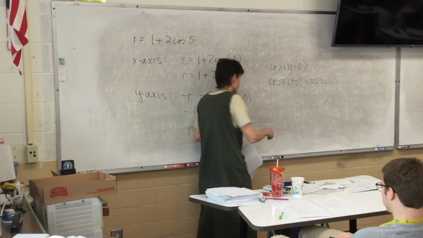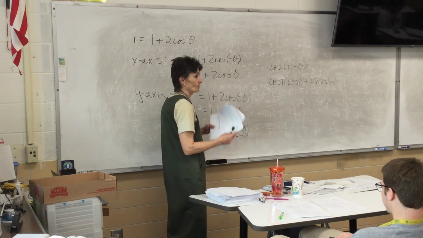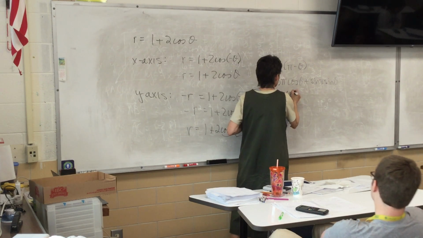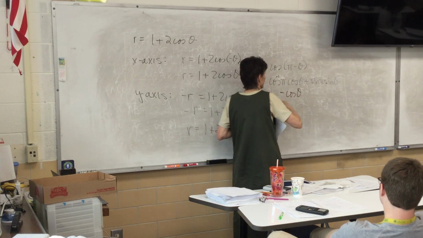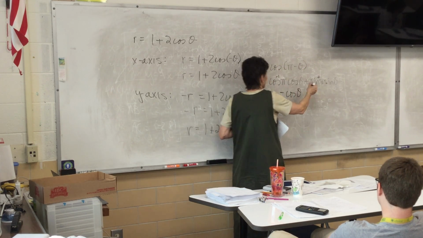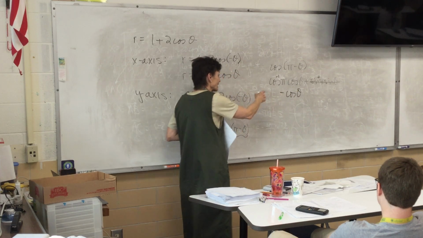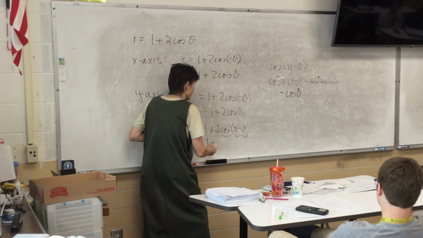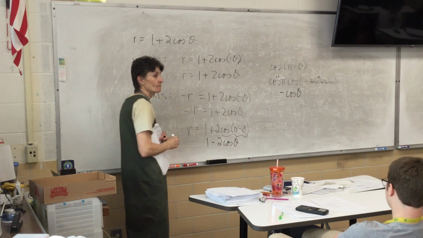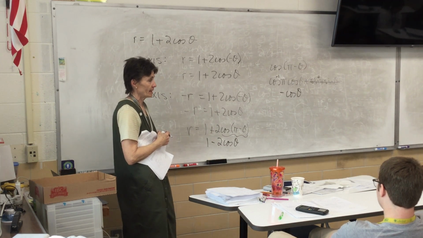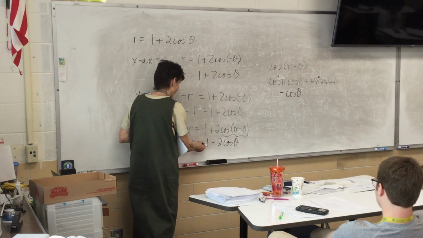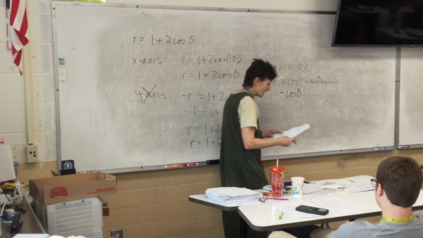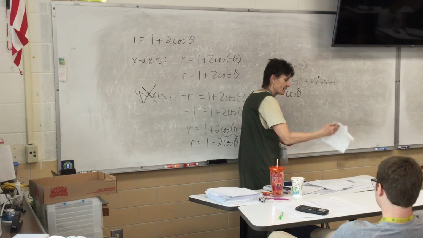Okay? What's the cosine of pi? Watch it. Cosine of pi is -1. So this is negative cosine theta. What's the sine of pi? 0. So this whole thing disappears, and this boils down to negative cosine theta. So this is 1 minus 2 cosine theta. 2 times negative cosine, negative 2 cosine. Is that the same equation as the original? Nope. So we do not have symmetry about the y-axis because neither of the tests worked.